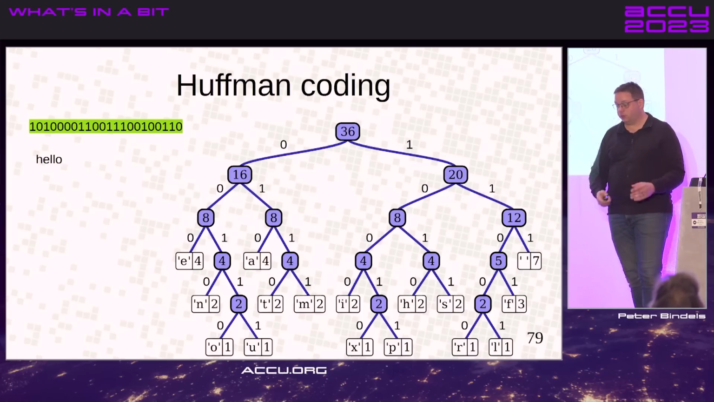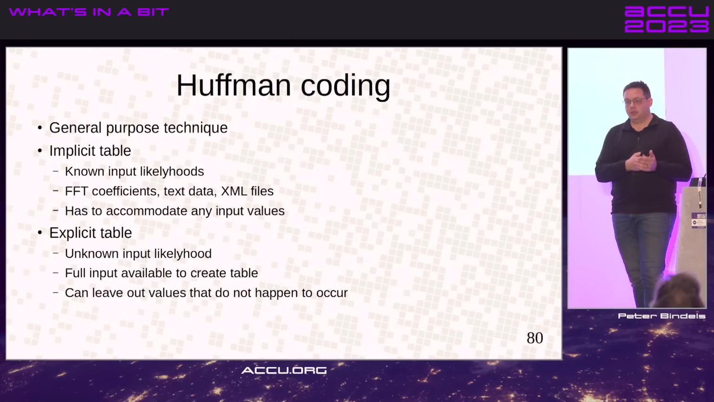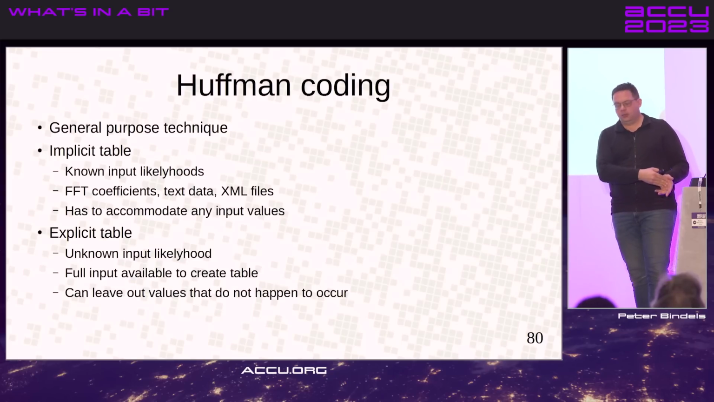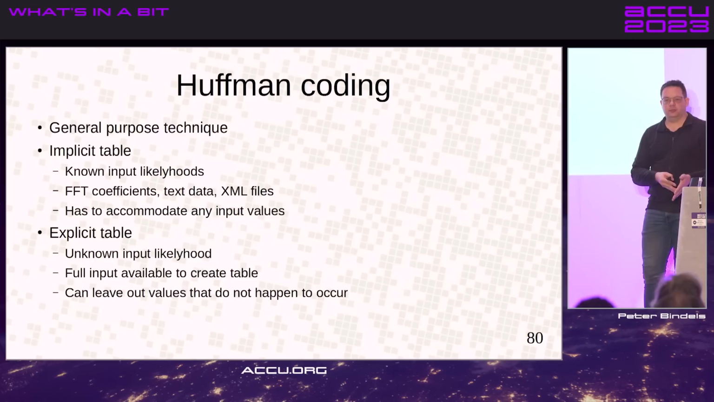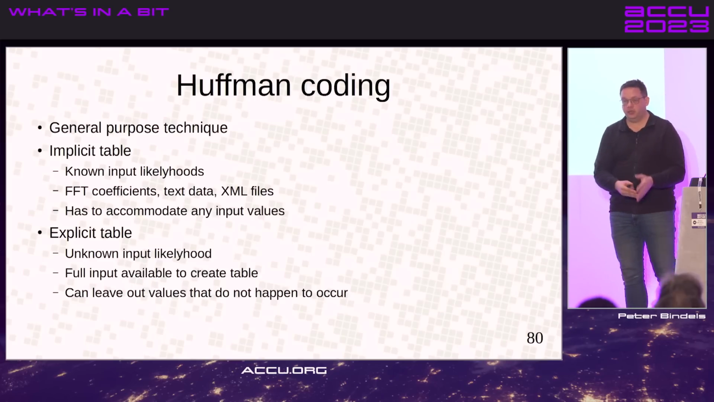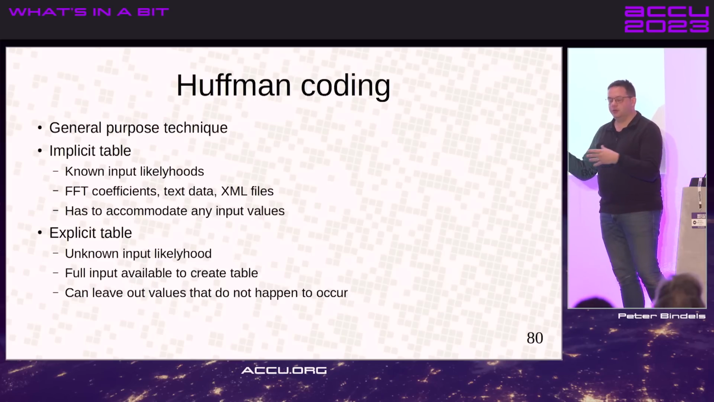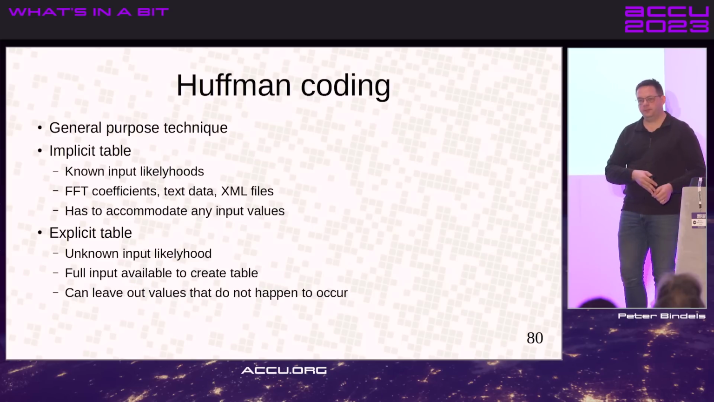So Huffman coding is one of the basic techniques. It's a general purpose technique. It can be used for any kind of data. And there are 2 ways you can use this. One of these is having an implicit table, as in somebody already defined a table for you and put it somewhere on the internet, for example, or in a specification. And to read your data, you need to know what their table is. Given their table, you can read this.